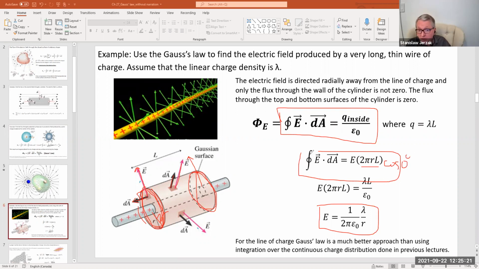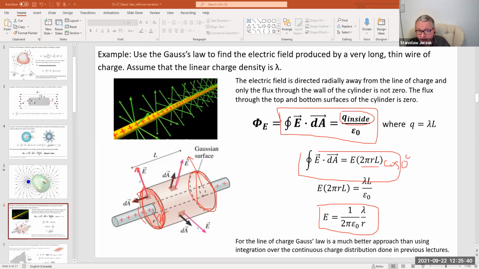Okay, so the total flux of the electric field through the cylindrical surface must be equal to E 2 pi RL cosine of 0. Cosine of 0 is 1. And that total flux, which is E times 2 pi RL, must be equal to the net charge inside of that surface divided by epsilon 0.